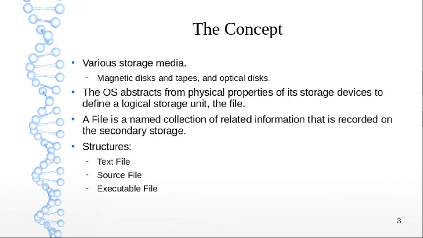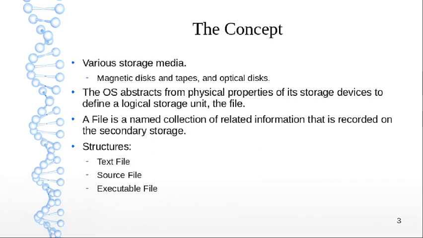Now, how do we access the file system? Well, there are various types of storage media. The first is the magnetic disk and tapes as well as the optical disk. The operating system abstracts from physical properties of its storage device to define the logical storage unit. Computers can store information in various storage media such as magnetic disk, magnetic tapes, and optical disc, so that the computer system will be convenient to use.